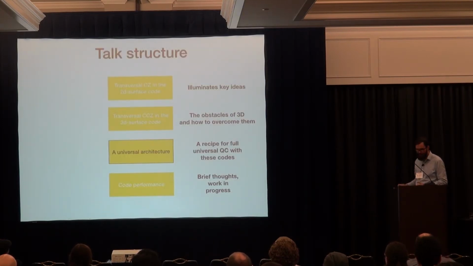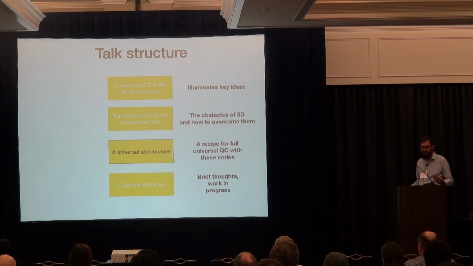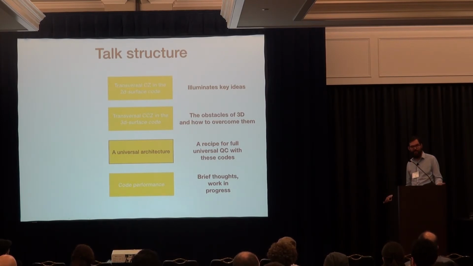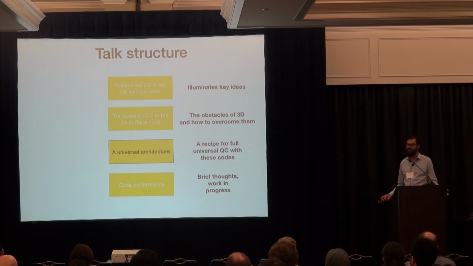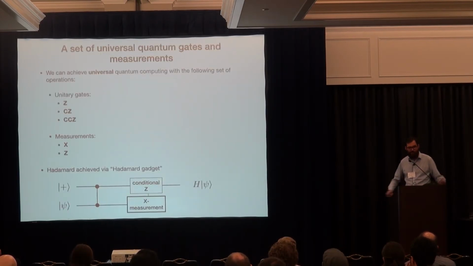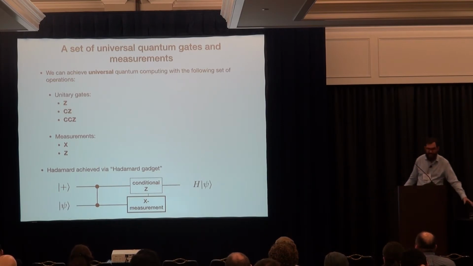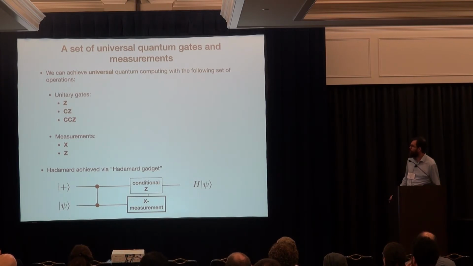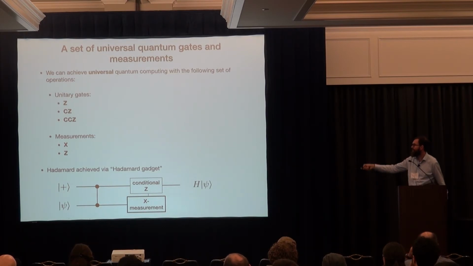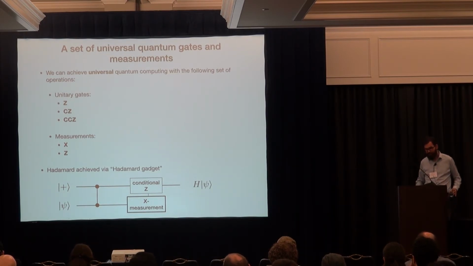Okay, so now briefly, before I finish, I want to talk a little bit about, now we've found these codes with a transversal CCZ, can we use them for universal quantum computing? Well, what do we need? Well, we've already seen a gate set in Ted Yoder's talk yesterday that does the job we need. If we take the ability to implement Z gates, CZ gates, and CCZ gates, and X and Z measurements, that's all the ingredients of universal quantum computing.